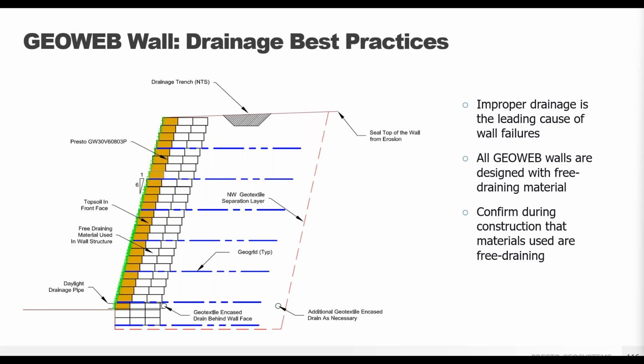A drainage trench above the wall can help route surface water away from the wall so the structure does not become oversaturated.